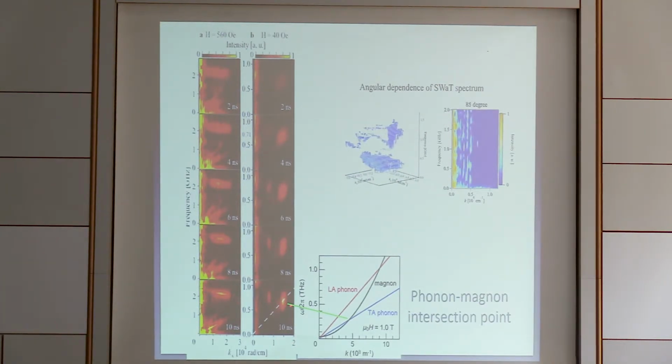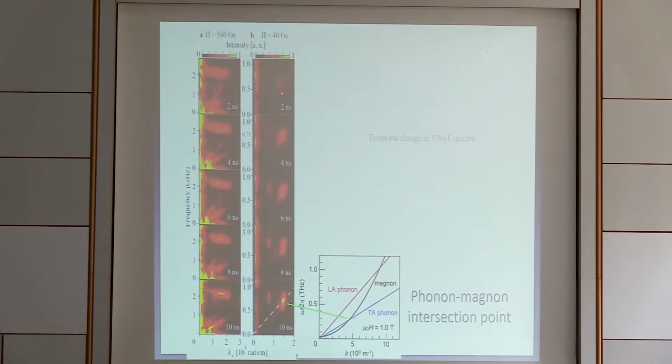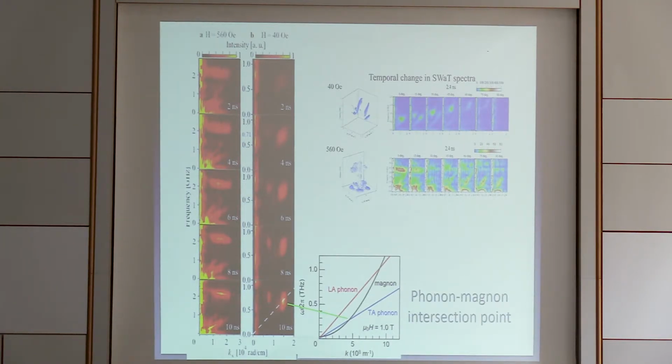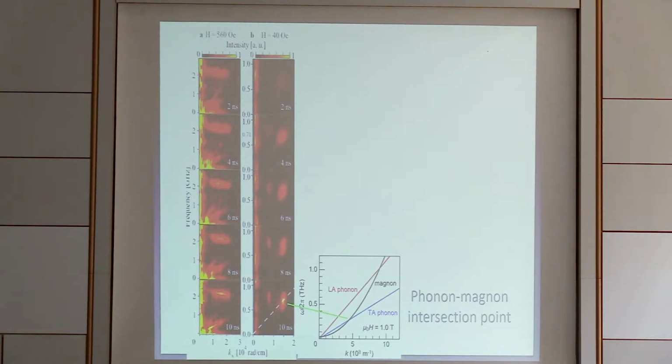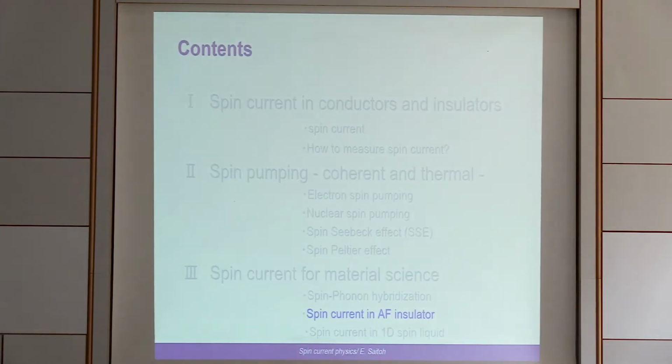This point corresponds to the phonon-magnon intersection point, which I showed you. So this data shows that the spectral weight is accumulated at this point. This is due to the formation of the phonon-spin wave hybridized state. Okay, so the phonon-spin hybridized state is very significant in the spin transport in YIG.